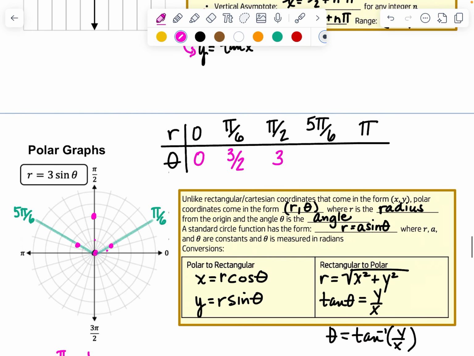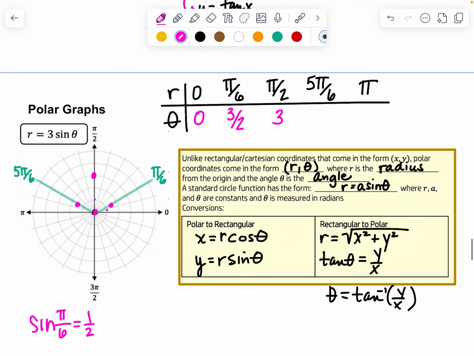Okay, then you have polar graphs, and I'll let you look at this, but we can come back to this if you have any questions about it. But what we're doing is looking at the fact that unlike Cartesian coordinates, we have r, theta points where r is the radius and theta is the angle.